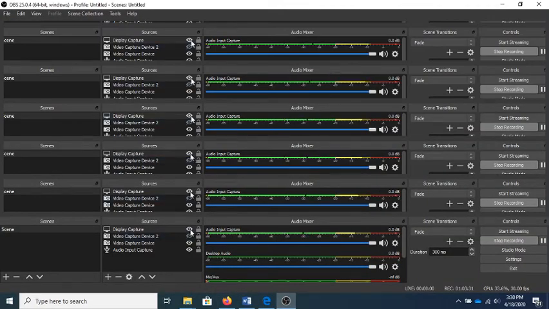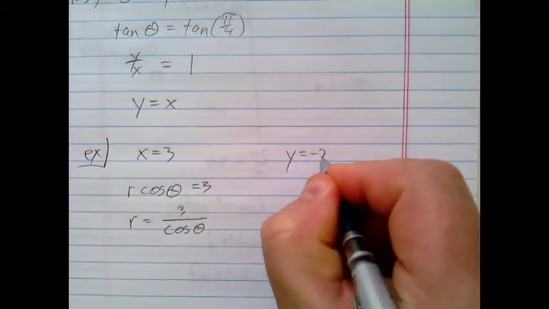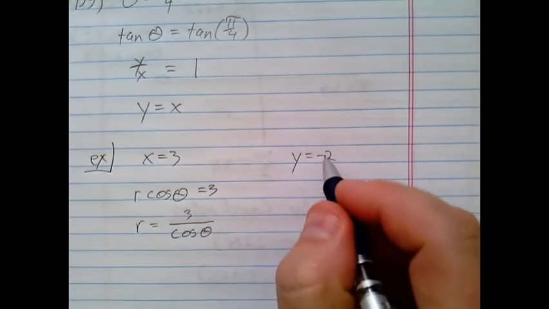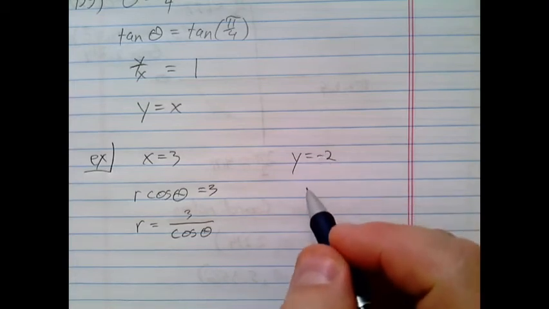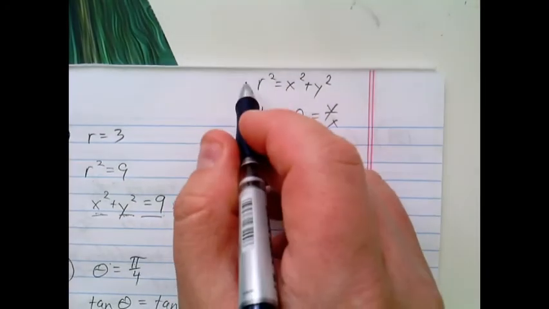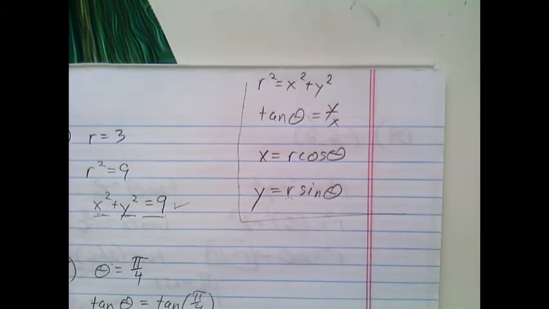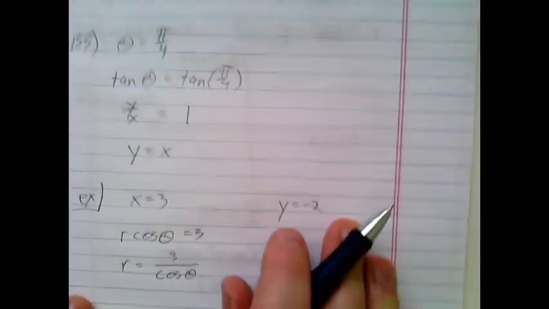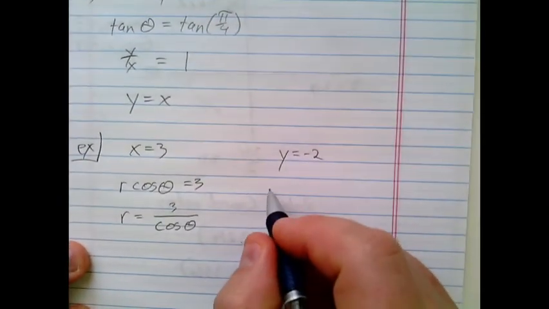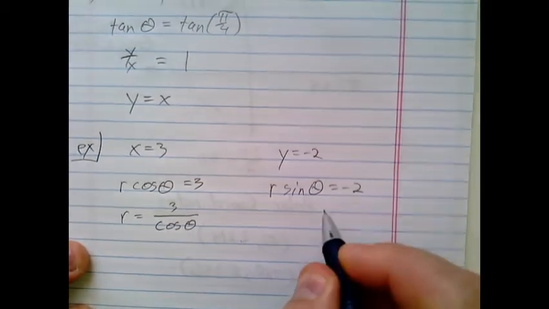Now what was the other one? The other one was y equals -2. That's in rectangular form. I want to convert it to polar form, which means I want r's and thetas. So if I look back at my list of conversion formulas, it looks like this one would be a good choice because I can straight up replace y with something that just has r's and thetas. So if y equals -2, then r sine theta equals -2.